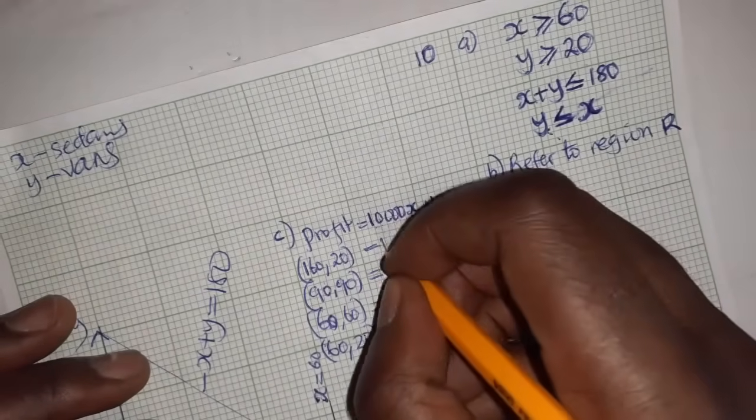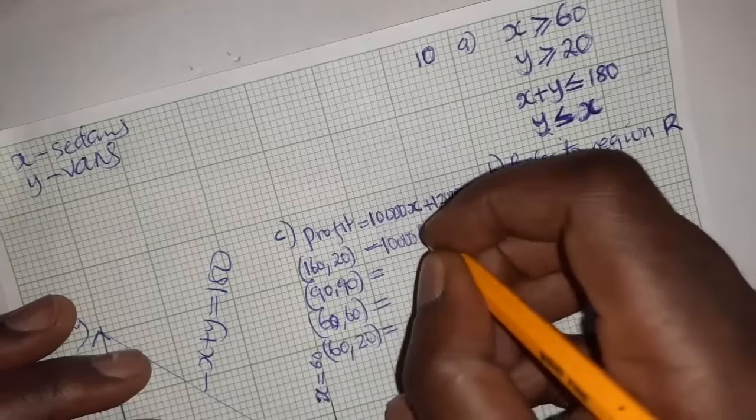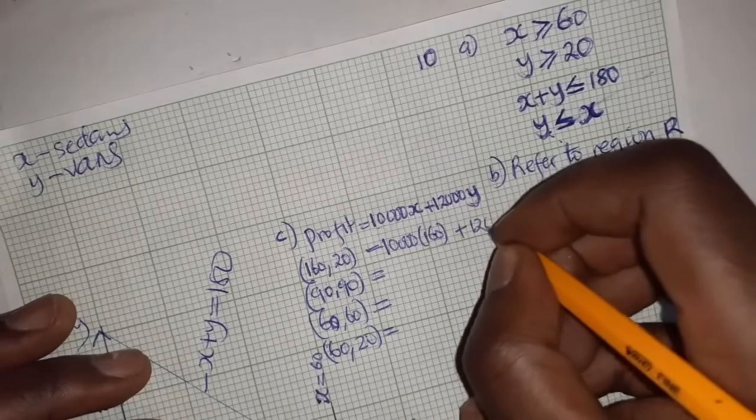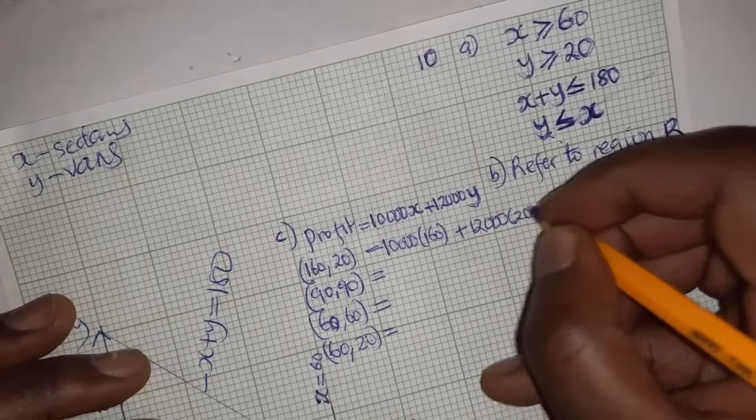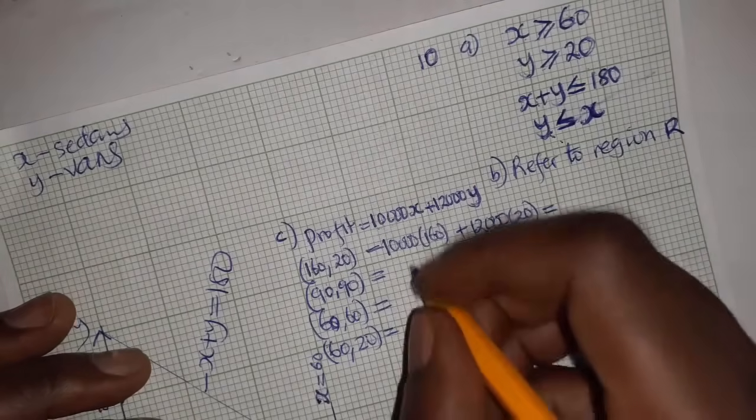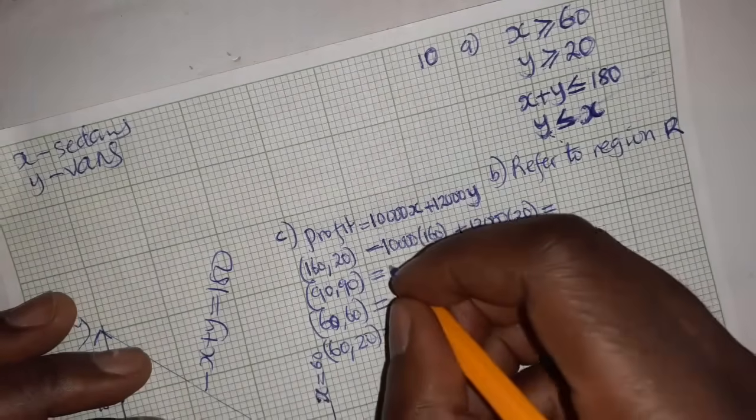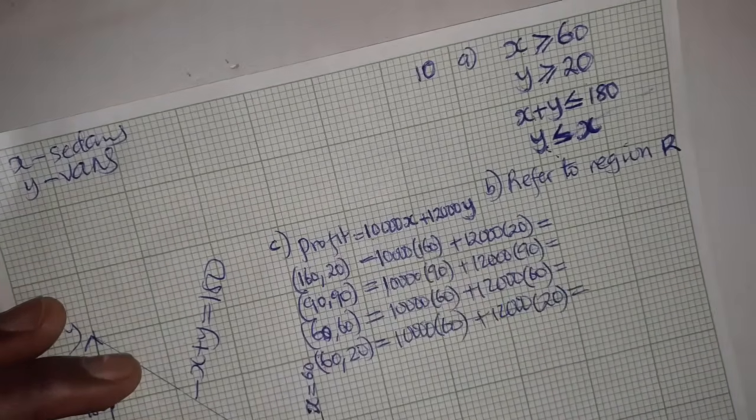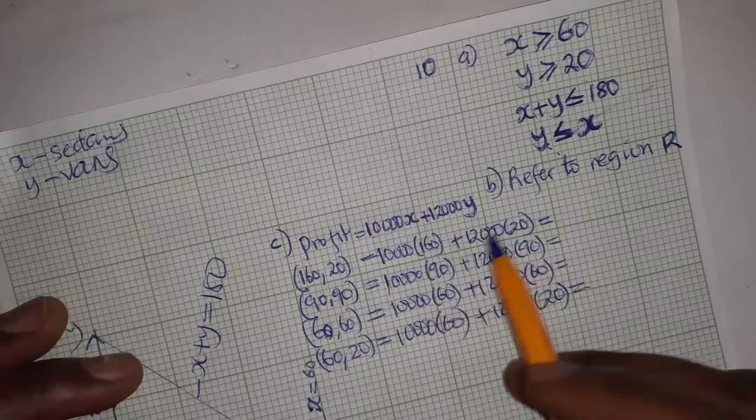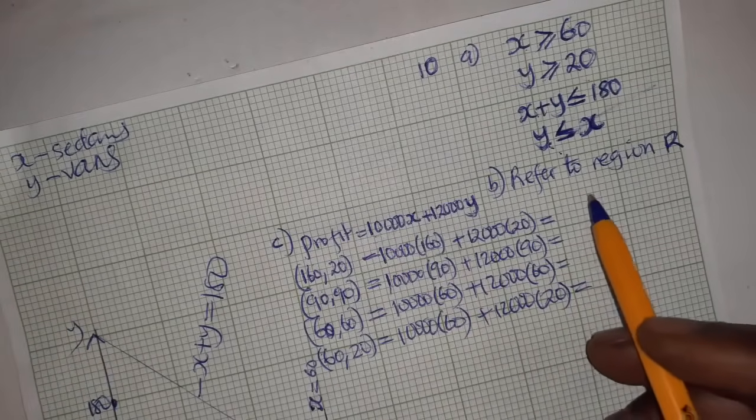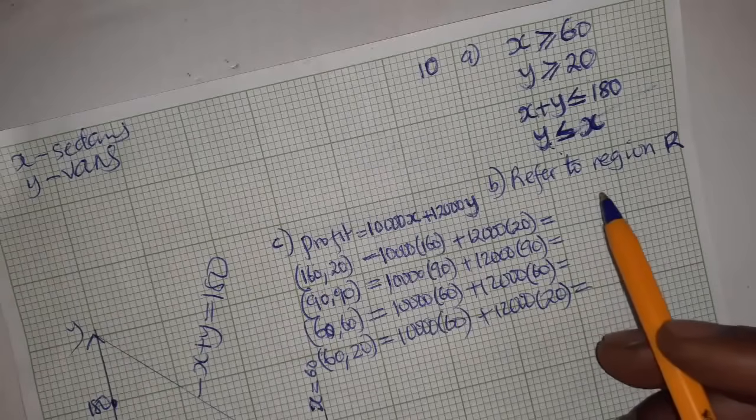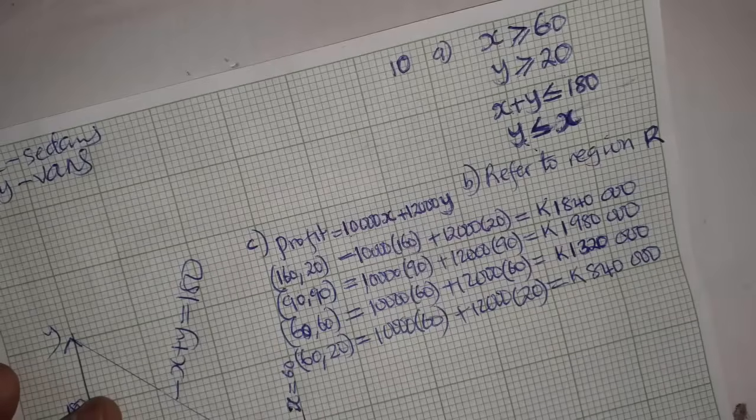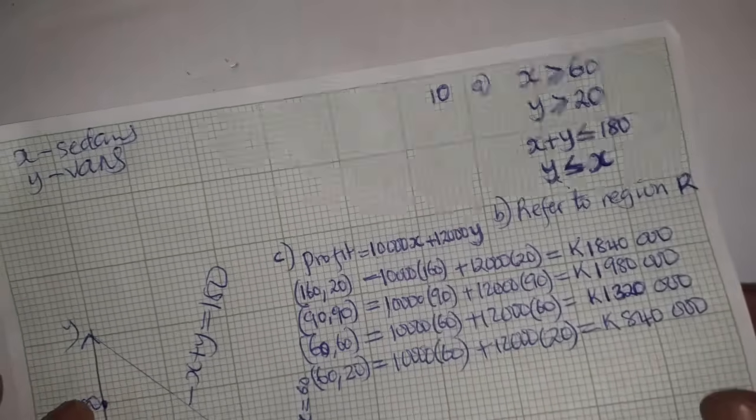So like the first one, we can say 10,000 multiplied by 180 plus 12,000 multiplied by 20. Then we see what we're going to get there. The same thing we do on the second one, and you repeat that for each one of them. Then you find the amounts. These are the amounts that we're going to get.